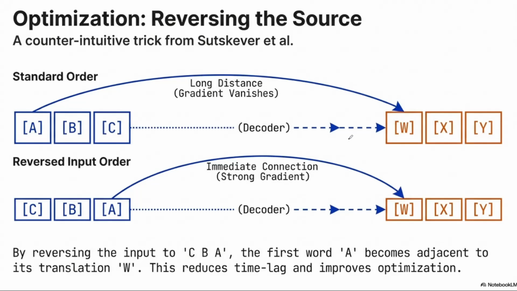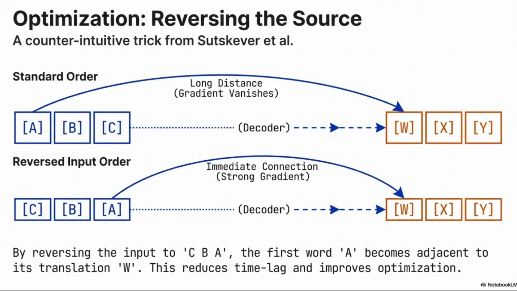There is an optimization technique, a famous trick from the original paper. It's called reversing the source. So instead of hello world, we feed in world hello. Why do we do this? Instead of ABC, we put as an input CBA. Not instead, but as an optimization.